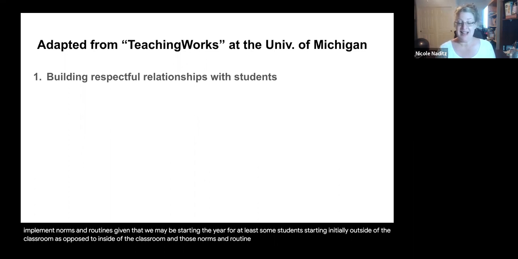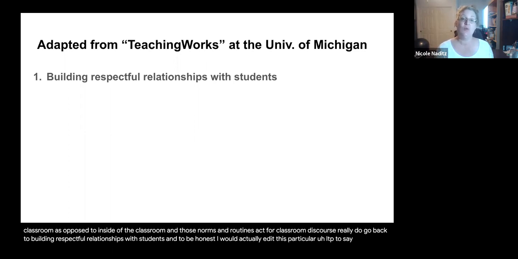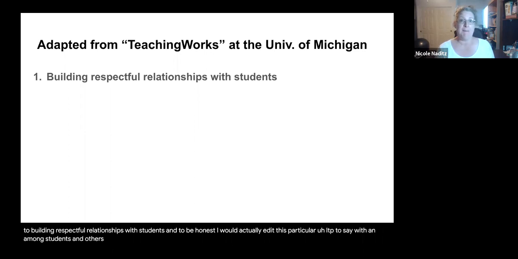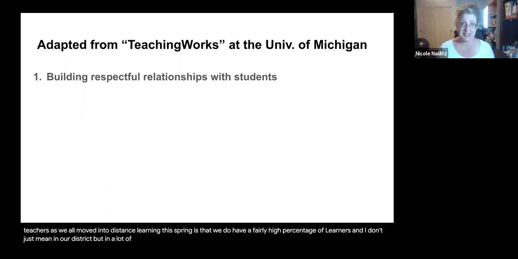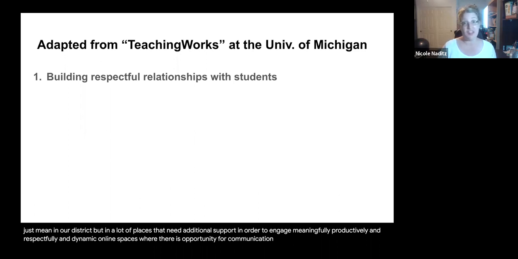And those norms and routines for classroom discourse really do go back to building respectful relationships with students. And to be honest, I'd actually edit this particular HLTP to say with and among students and others, because one of the things we're finding, or that at least I think became evident to a lot of teachers as we all moved into distance learning this spring, is that we do have a fairly high percentage of learners, and I don't just mean in our district, but in a lot of places, that need additional support in order to engage meaningfully, productively, and respectfully in dynamic online spaces where there is opportunity for communication with each other from behind a screen.